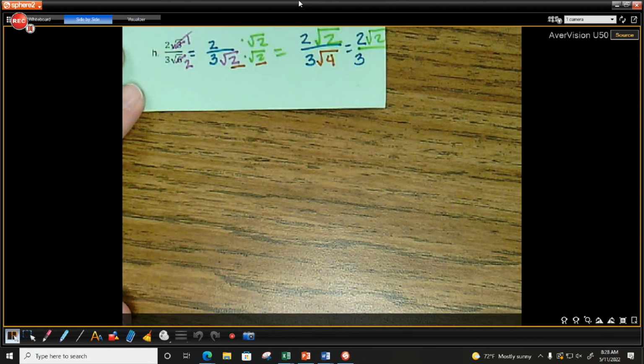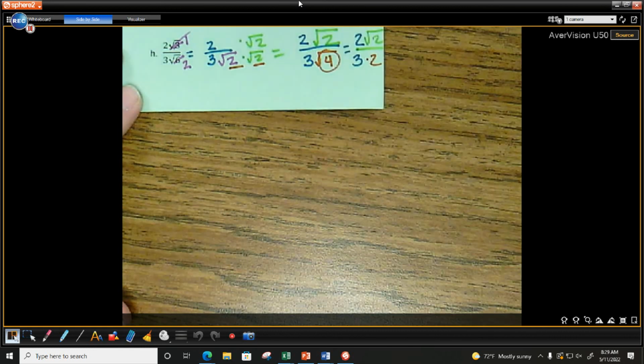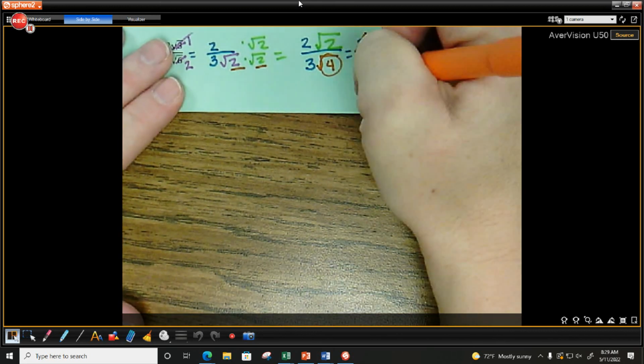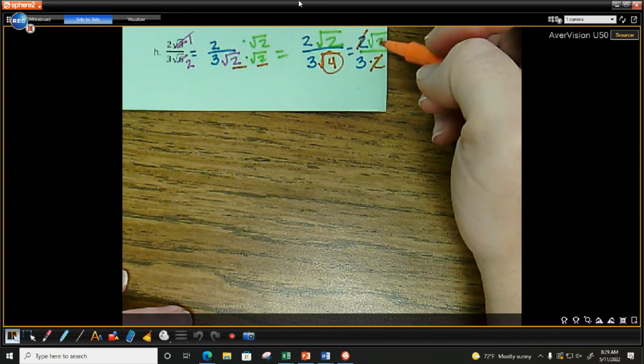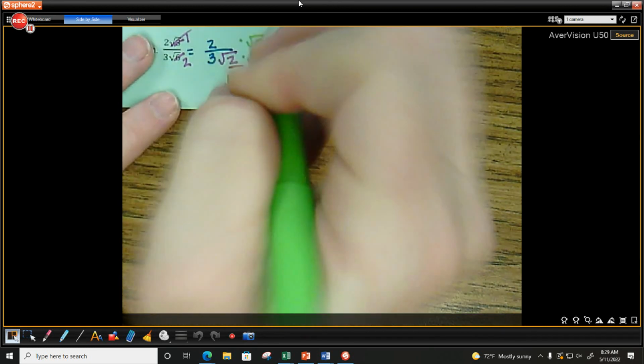Times 2. Before I do 3 times 2, what do we see? There's a 2 in the numerator and a 2 in the denominator. Can I cross out the 2 in the numerator and the 2 in the denominator? Yeah. Because they're both outside, right? I couldn't cancel it out with the 2 under the radical. 2 over 2 cancels out. So I'm just left with root 2 over 3. Good?